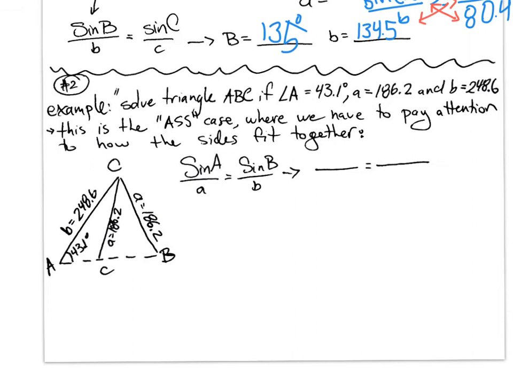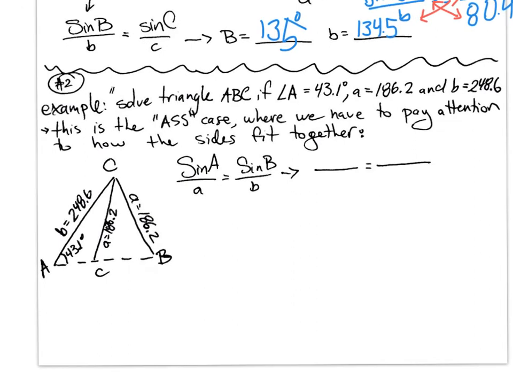Alright, so next up, all the question says is: solve triangle ABC if angle A is this, side A is this, and side B is that. So this is the ASS case, right? We have the angle and then the side and then the side, and this angle is not between those. So we have to pay attention to how the sides fit together. Let's just plug in and see what we get, and then we're going to look at this diagram and piece it all together.